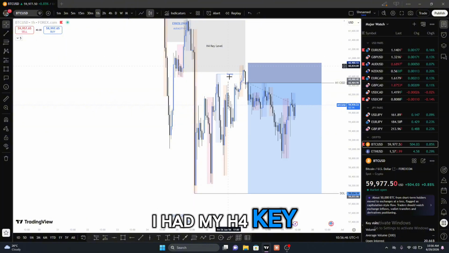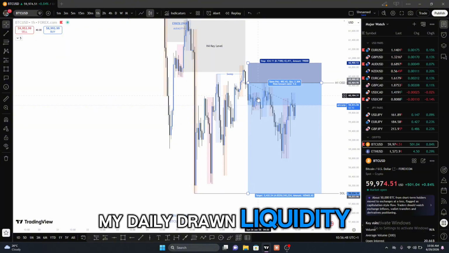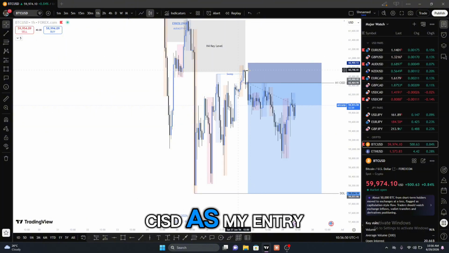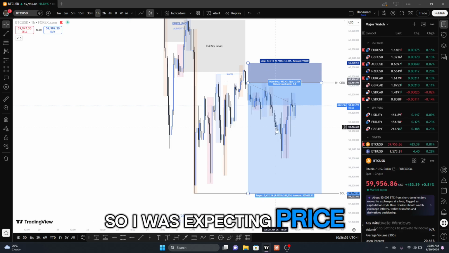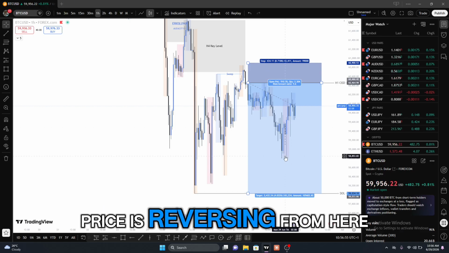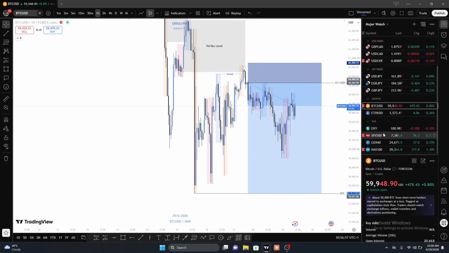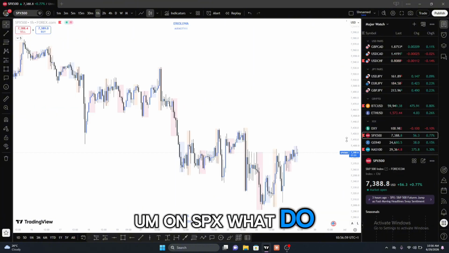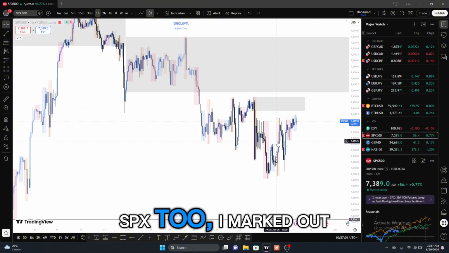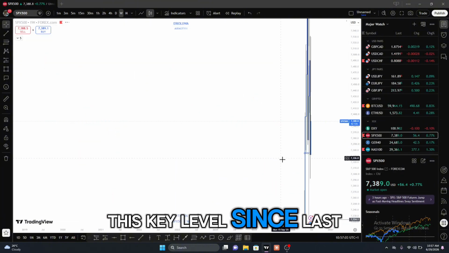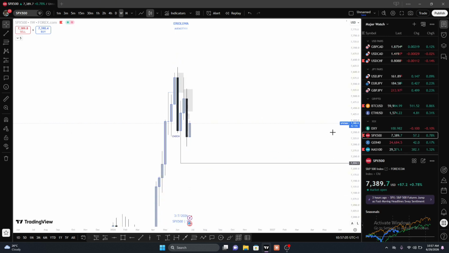I had my H4 key level, my sweep, my daily drawn liquidity. So I just took the CISD as my entry. So I was expecting price to drop all the way down, but I don't know if price is reversing from here, right? On SPX, what do we have on SPX? SPX2, I marked out this key level since last week, right?